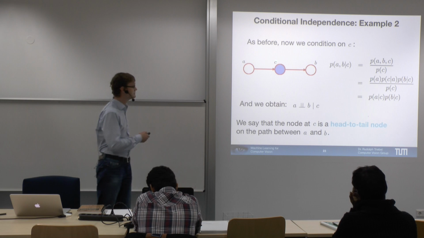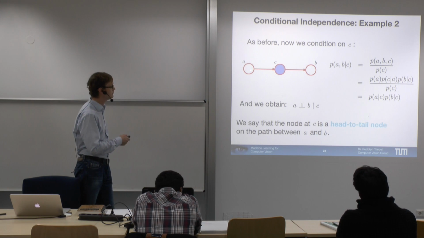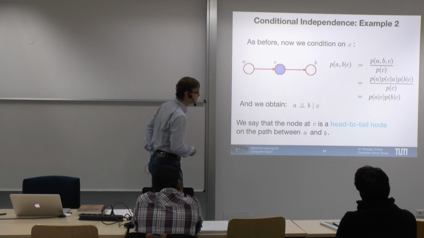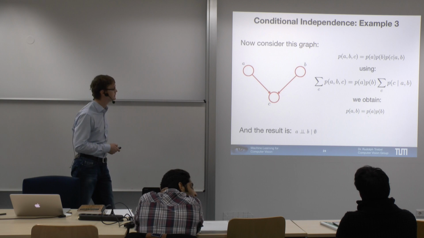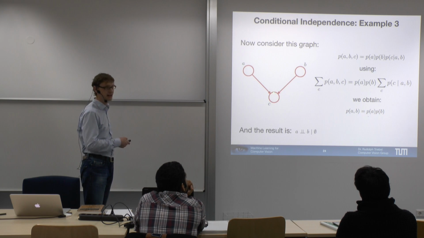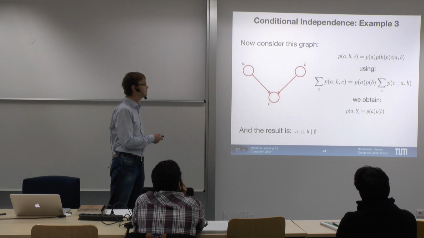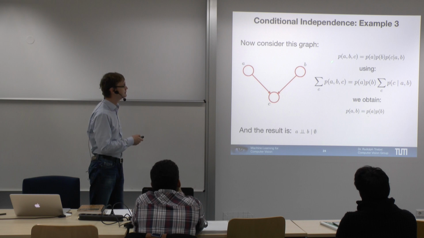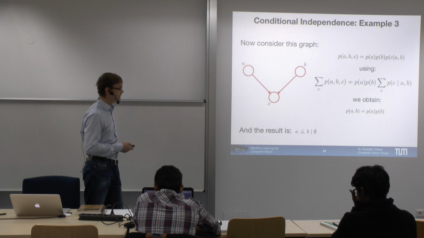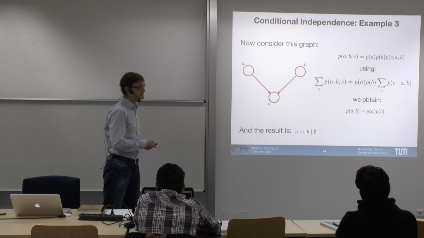In this case, we call this a head-to-tail node, right? Because in the node C, we have one head of an arrow and one tail of an arrow. And now what's missing is of course the third case, which is this one here. You can already guess what this is called. This is, of course, a head-to-head node, a head-to-head case. Now we do the same again. We would like to know if A and B are independent in general, without condition. And it turns out, yes, they are.